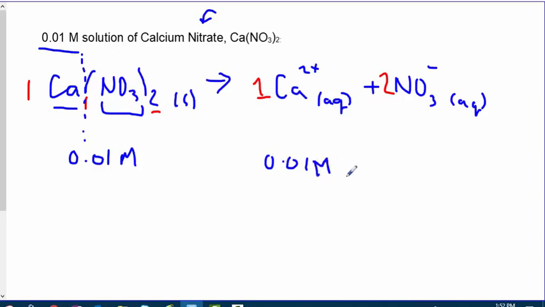And for the nitrate, notice it's a 1 to 2, and so it's going to be 2 times 0.01, which is 0.02 moles per liter. I'll leave it at that. I just wanted to include one more example for you.